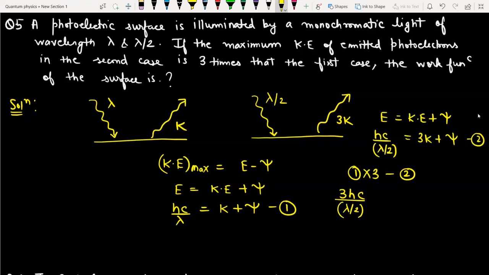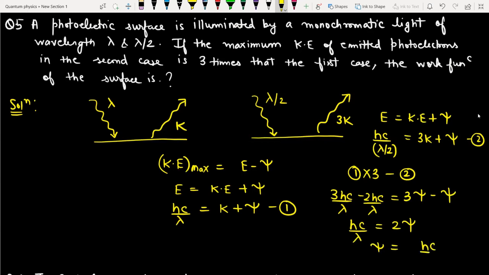So this becomes 3 hc over lambda, and I'm subtracting from it 2 hc over lambda. The 3k and 3k get cancelled. This becomes 3 psi minus psi. So hc over lambda is equal to 2 psi. Therefore psi becomes hc over 2 lambda. This is the value of the work function.